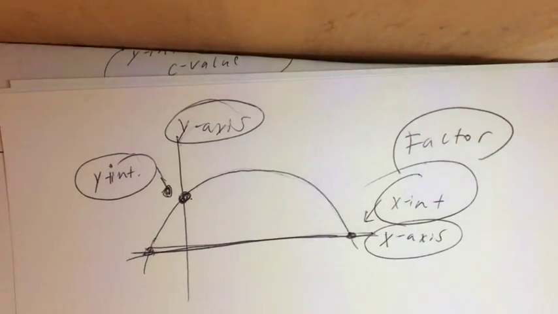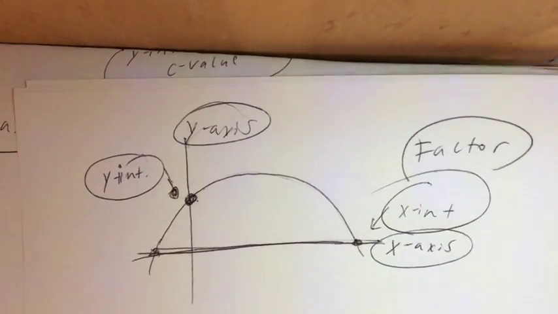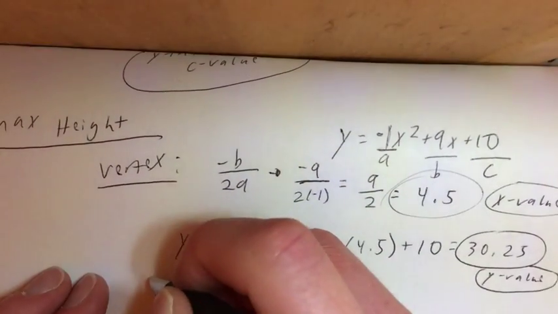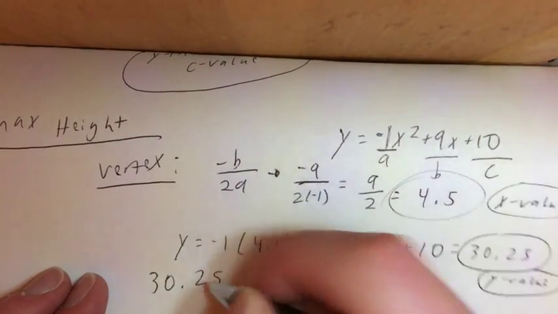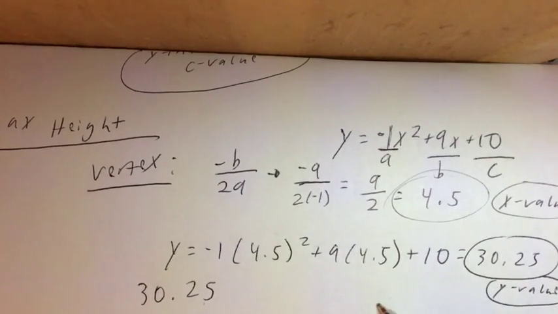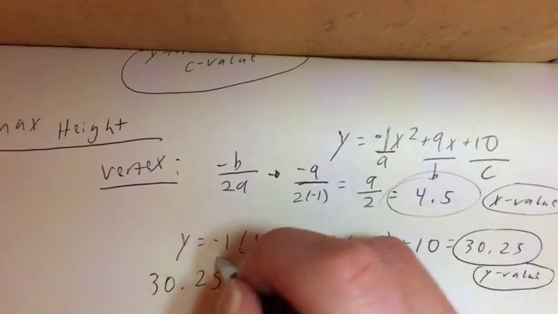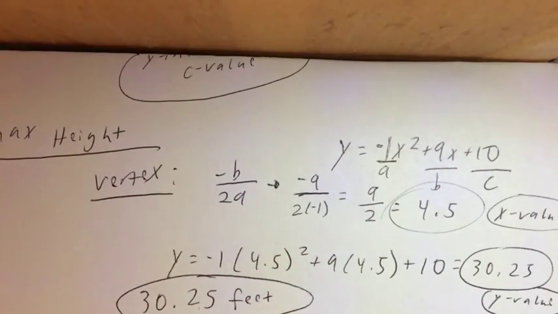So just know the fact that if they ask you for how high he goes, they're not asking for the x and y value of the vertex. They're just asking for the y value. So how high he went? Well, he went 30.25. Now what unit are we in? Feet, yards, miles, what? Well, feet. He went 30 feet in the air. That is his maximum height that he goes, which again we found using the vertex.